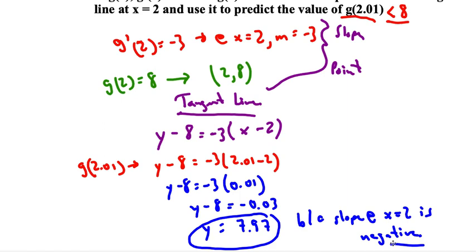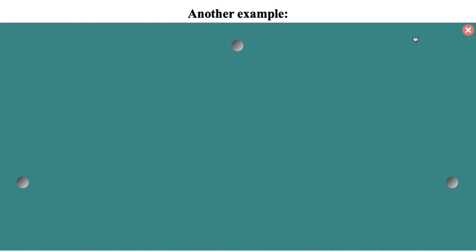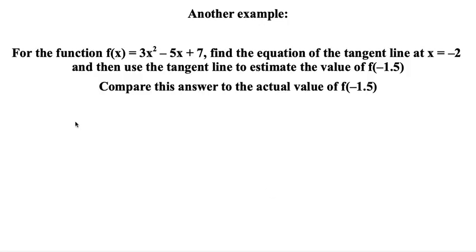Okay, so now let's try something where we combine our knowledge of the power rule and the tangent line. For this function, find the equation of the tangent line at x equals negative 2. Then use the tangent line to estimate the value of f of negative 1.5 and then compare this to the actual value. Okay, there's a lot of stuff going on. So first off, we're going to need the slope at a point, which means we're going to need the derivative, which means, well, look, power function, power rule.